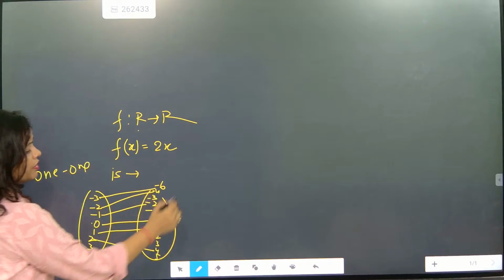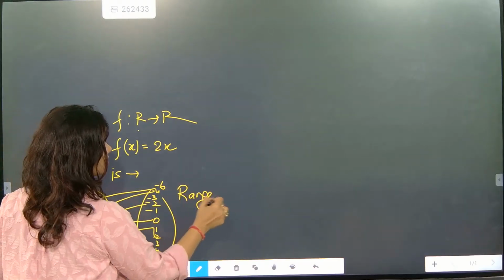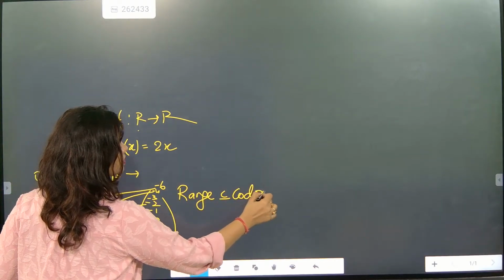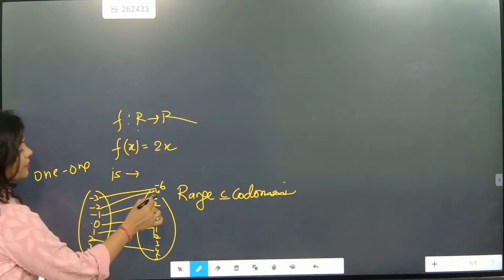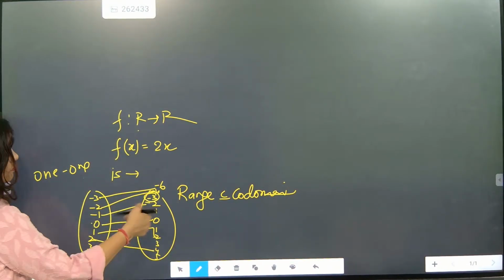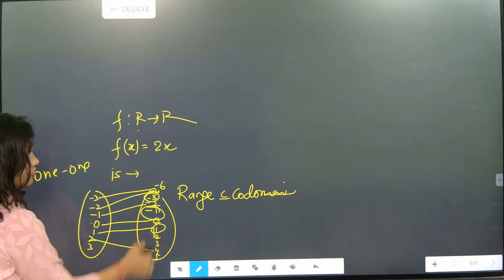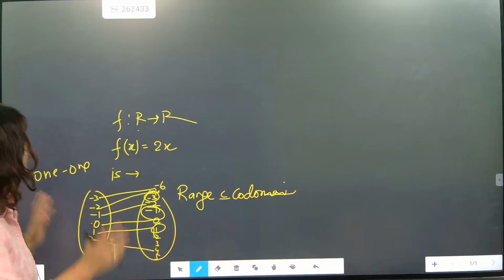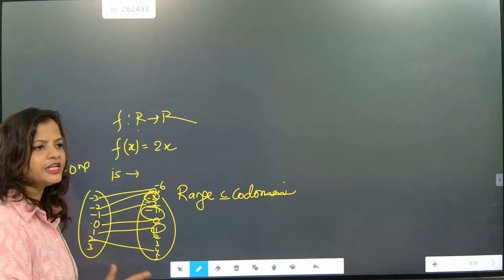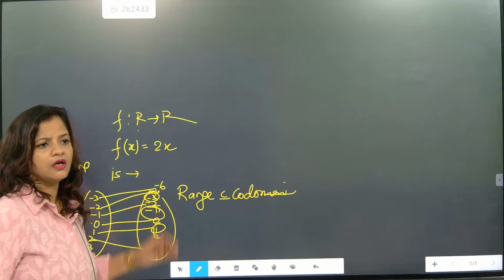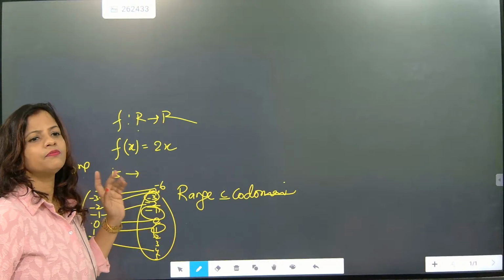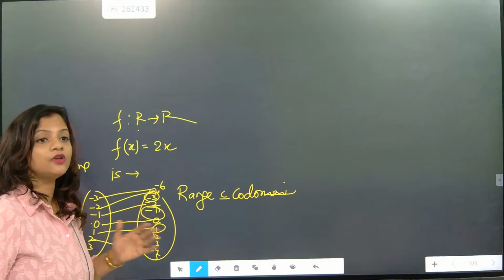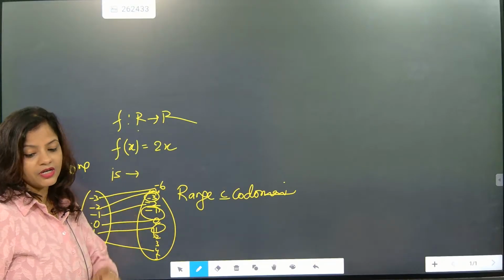But here the range is a subset of the codomain. Why? Because -3 is not mapped, -1 is not mapped, 1 is not mapped. So certain elements are left unmapped. So what answer are you going to say? 1-1 but not onto.